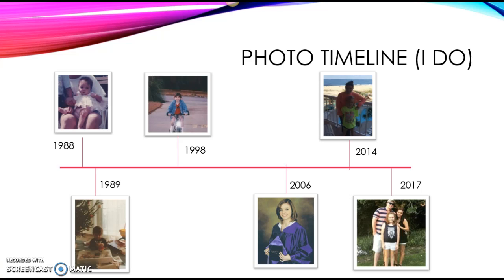What you are looking at is a timeline. A timeline is a linear representation of important events in order. What do you notice about the dates on this timeline?